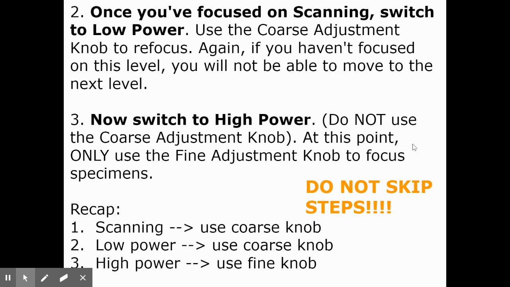Then finally you switch to high power, and at this point you don't use the coarse adjustment knob anymore. You're only going to use the fine adjustment. If you use the coarse adjustment, it moves too far, too fast. You could end up hitting the glass slide with the objective, and then you've ruined the objective lens. You could scratch it, break it. So just a recap: put it on scanning, use the coarse, make sure it's centered, get it focused. Switch to low power. Refocus if you need to, making sure it's perfectly centered, and then finally you can switch up to high power and only use the fine knob to dial in that focus a little bit so you can see it really well.